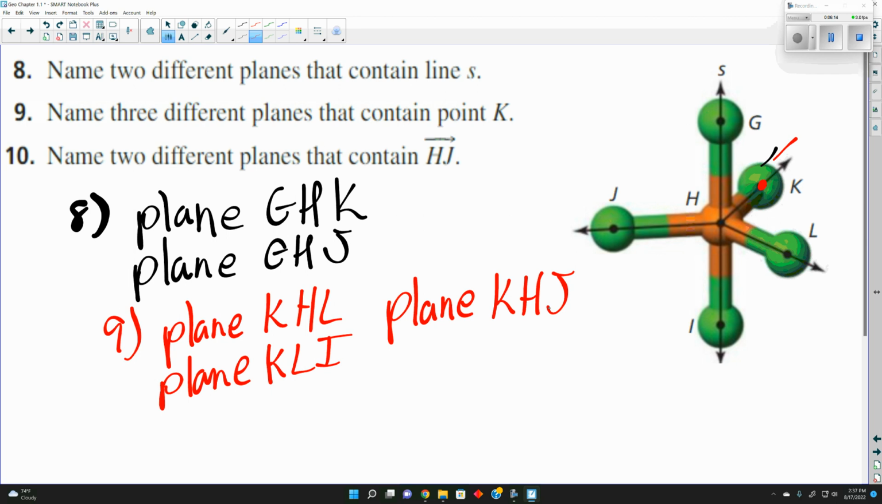I mean, there's lots more. We can go KLG, KHJ, KLJ, KGI would work. Any of these would work.